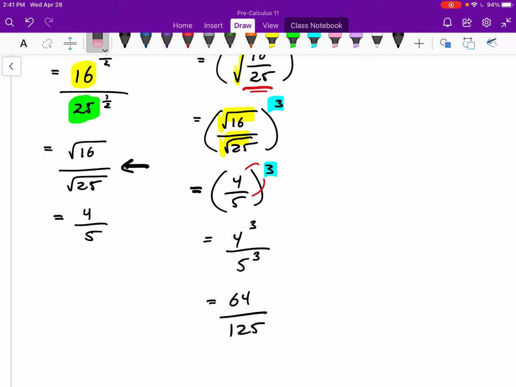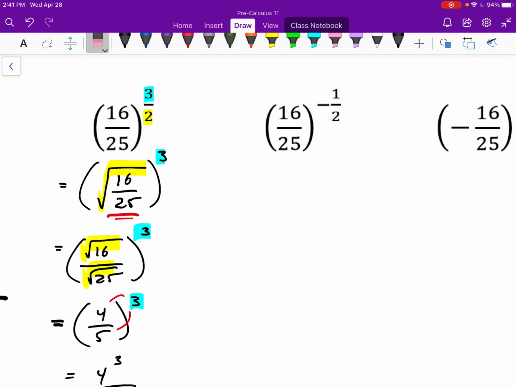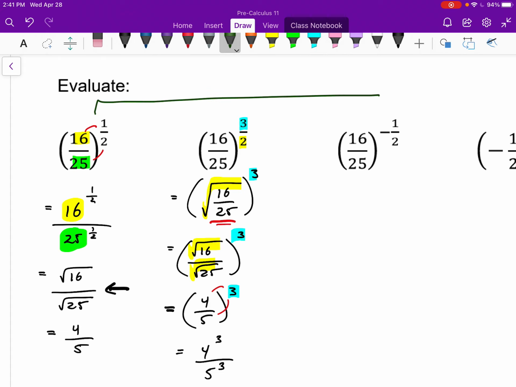Well, I think it's reasonable. So that's it, second last one: 16 to the negative 1/2. Well, let's compare that to the first question, which was 16 to the positive 1/2. So I don't have to start from scratch here.